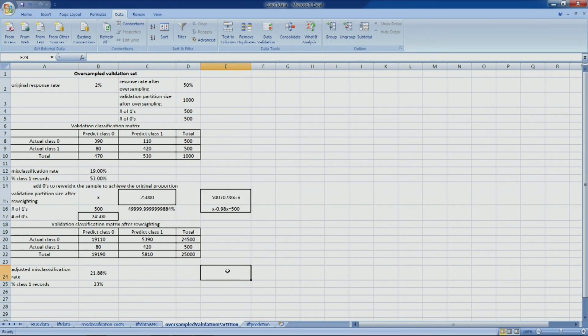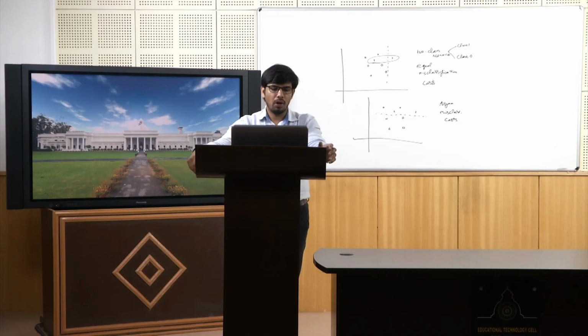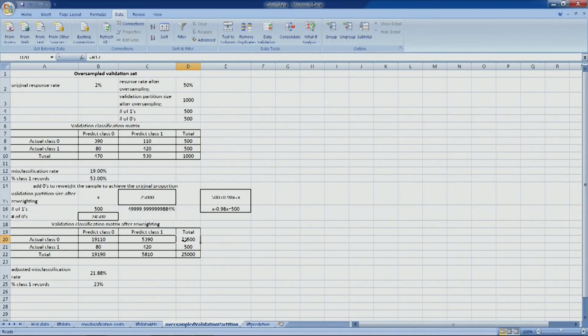Now once we are done with this calculation, we can adjust our validation classification matrix using this information: the new sample size, the number of ones and the number of zeros. In this classification matrix, we can fix these values here. You can see B17, this particular value, number of zeros, has been fixed using this number. Then this has also been fixed using the number of ones. Total is also fixed using this number C15.